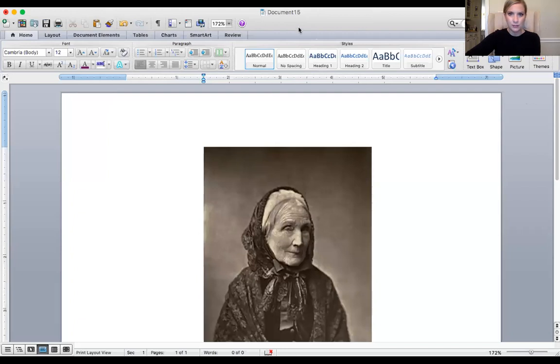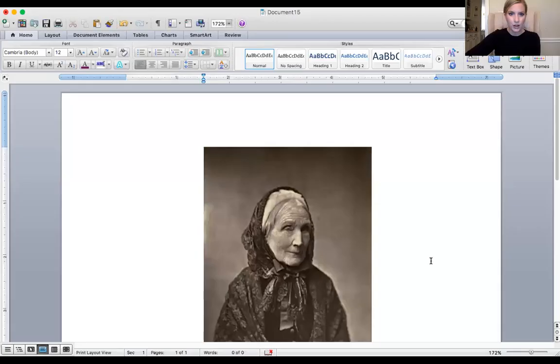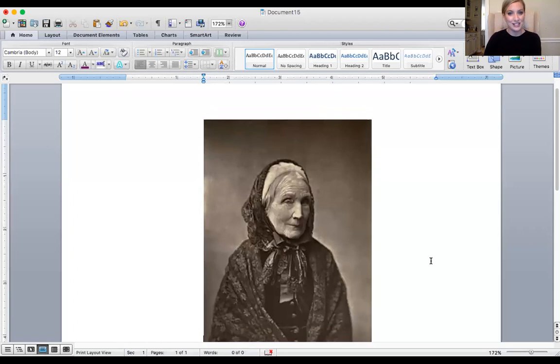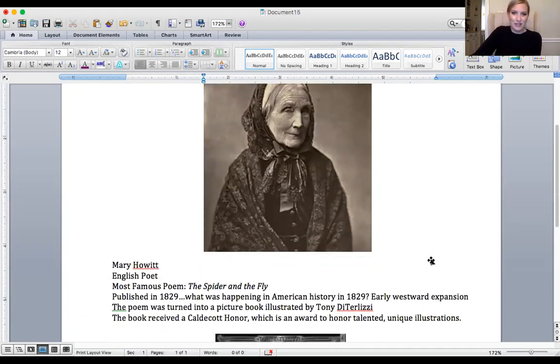All right. So here she is. She is a very old looking woman in this photo, right? By just looking at this photo, would you predict that she is writing funny, silly, humorous, light, cheery poems, or kind of creepy, dark, mysterious, cautionary tale poems? If you went with the second choice, you are right. And you might have guessed because her title is about a spider and a fly, and that's a little creepy, right? So, Mary Howitt, here's a little bit of information about her.